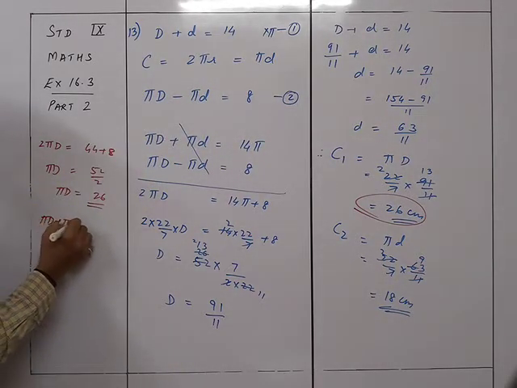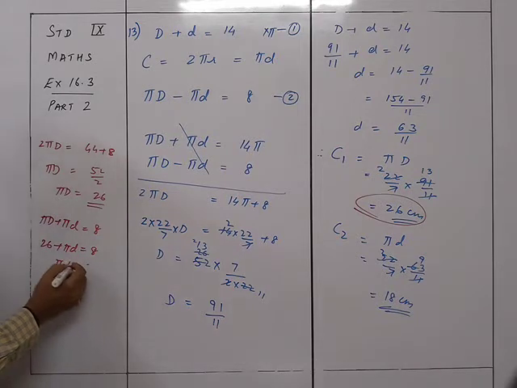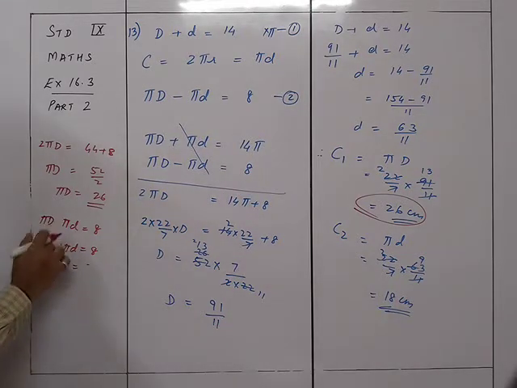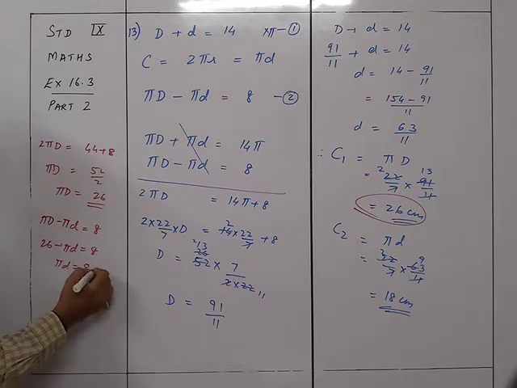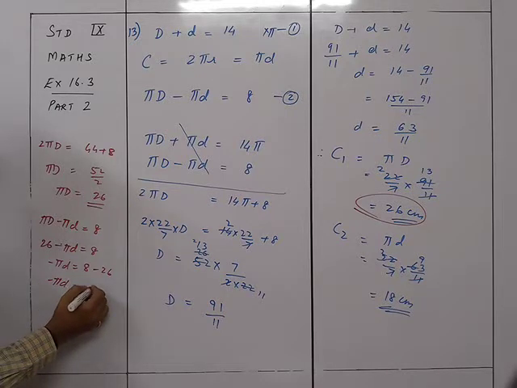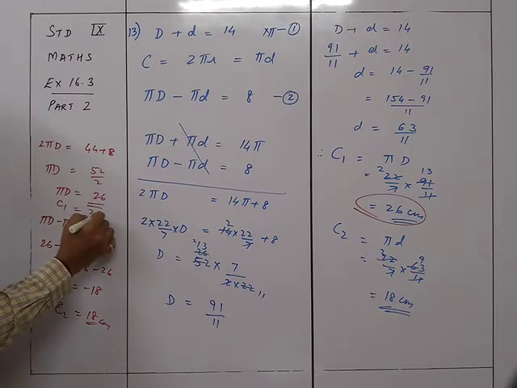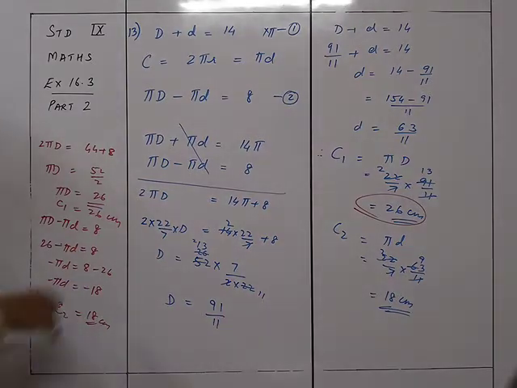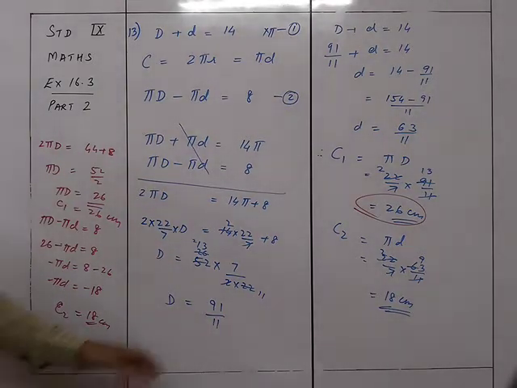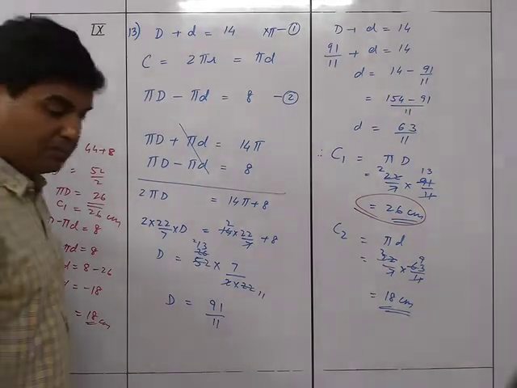D plus pi small d is equal to 8. So we know that 26 plus pi small d is equal to 8. So pi small d is equal to 8 minus 26. So pi small d is equal to minus 18. So circumference C2 is equal to 18. The C1 is equal to 26 centimeters. So you can use this method also, or you can use this method also. It's your choice, not a problem. Both are correct. So that was sum number 13.